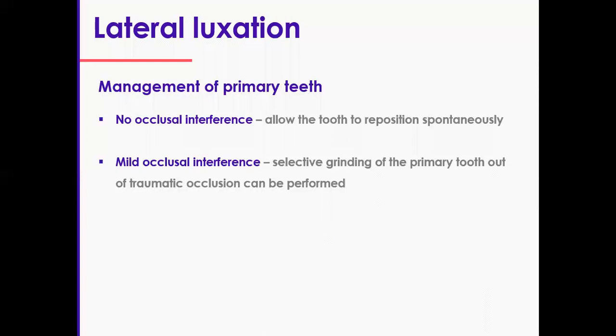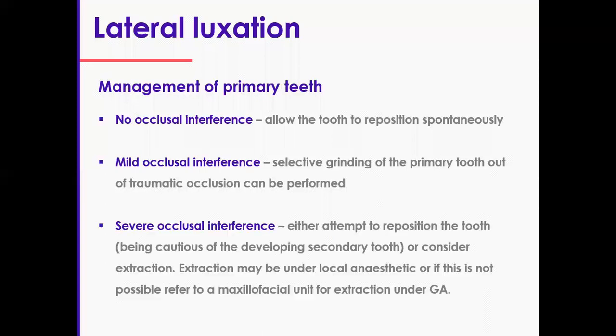To manage in primary teeth, if there's no interference with the bite, just leave and monitor. It will hopefully come back into position. If mild interference is present, just grind the tooth slightly and reassure. But if you've got significant and severe occlusal interference, either extract or try to reposition, taking into account, as we discussed yesterday, the direction of the displacement and the position of the permanent tooth.